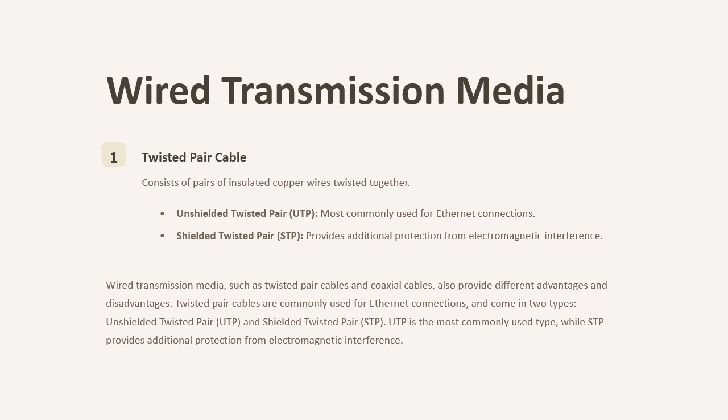Wired transmission media such as twisted pair cables and coaxial cables also provide different advantages and disadvantages. Twisted pair cables are commonly used for Ethernet connections and come in two types, unshielded twisted pair and shielded twisted pair. UTP is the most commonly used type, while STP provides additional protection from electromagnetic interference.